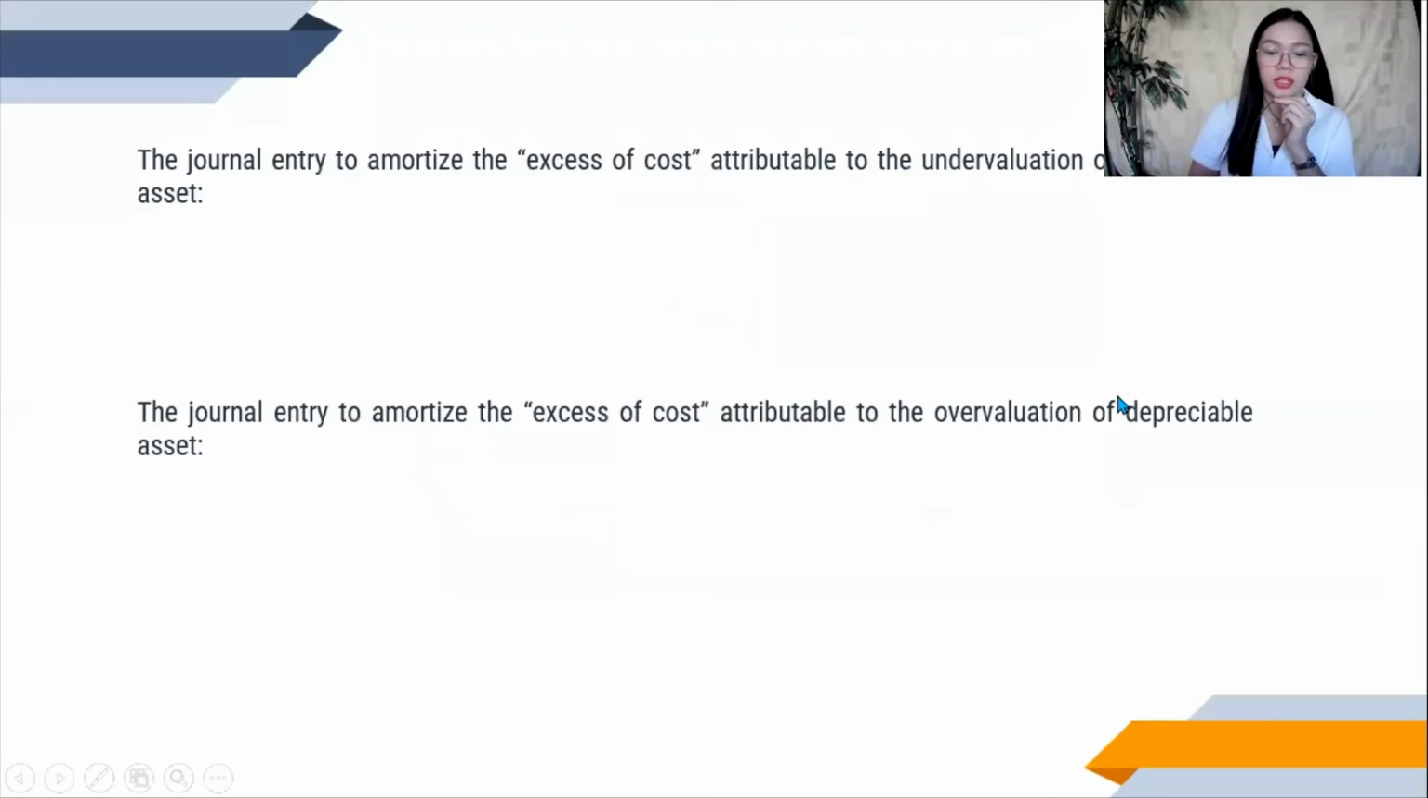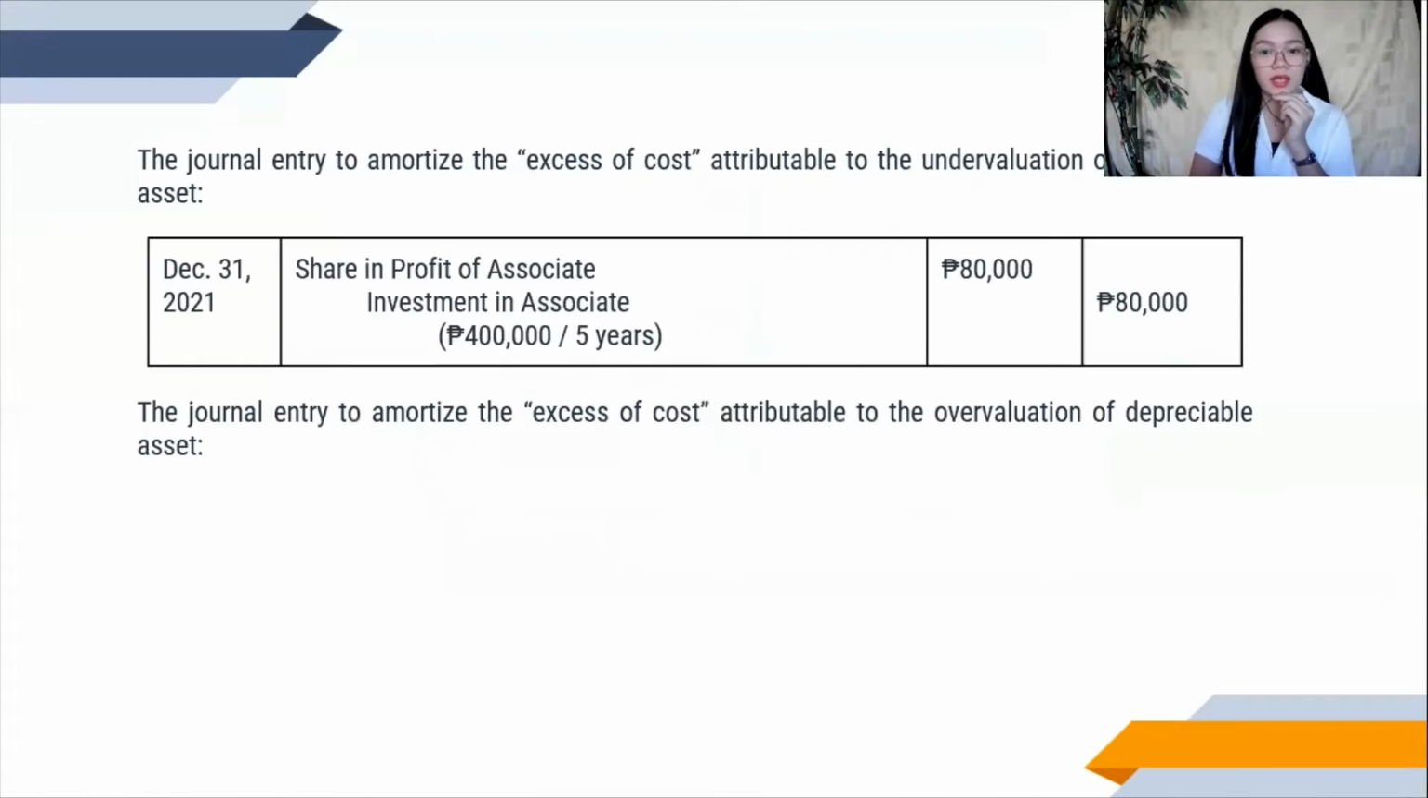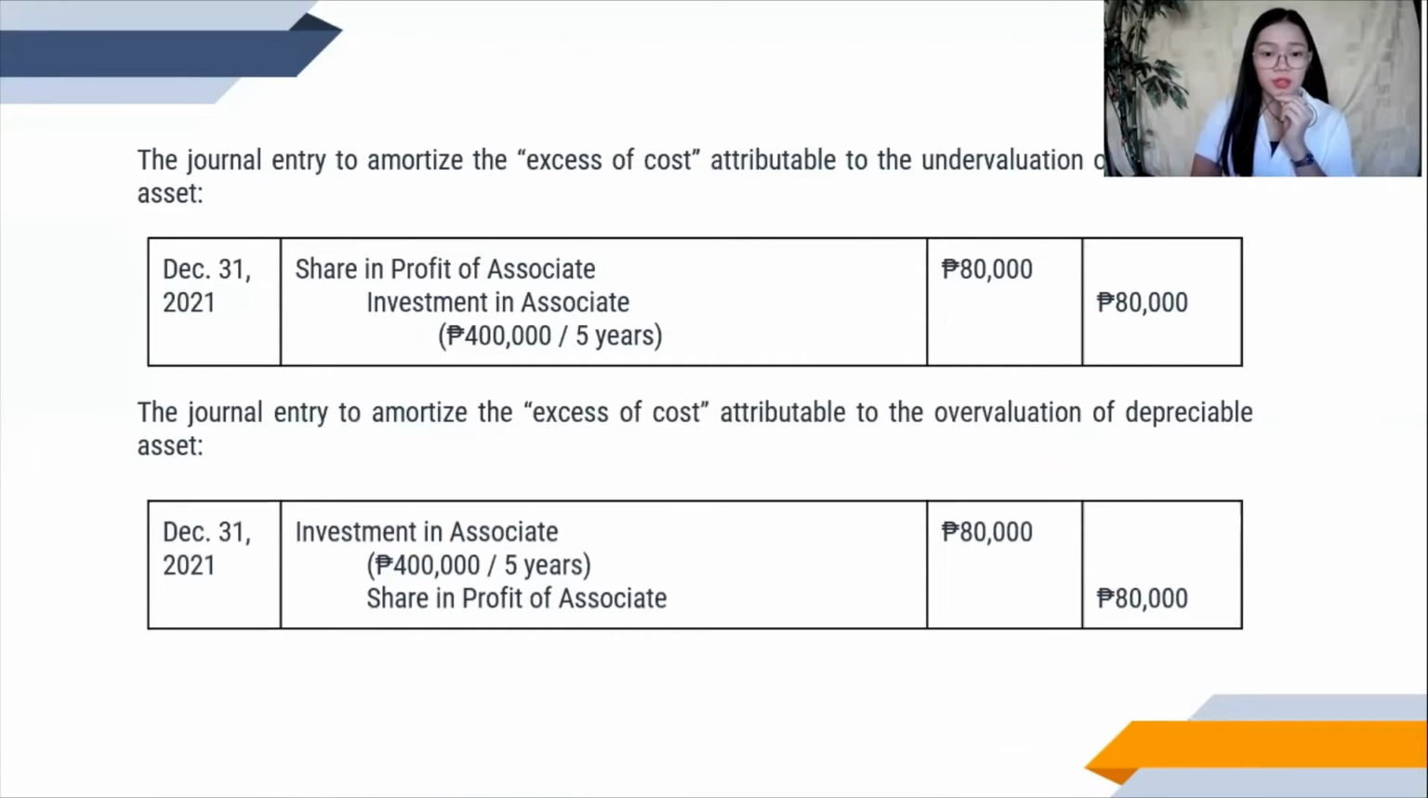So, this is our journal entry. For undervaluation, we debit share in profit of associate 80,000 and credit investment in associate 80,000. For overvaluation, the journal entry is the opposite: we debit investment in associate 80,000 and credit share in profit of associate 80,000.